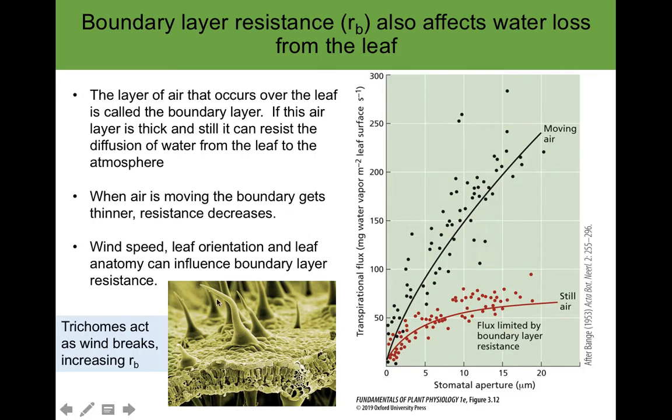There are also different aspects of plant anatomy that can contribute to the boundary layer resistance. One is trichomes. Those are those little leafy appendages, those leaf hairs, and they act as windbreaks, and they can actually increase the boundary layer resistance and reduce the amount of water that's lost from the leaf. Also, things like leaf orientation, wind speed and direction, all of these are going to affect the boundary layer resistance.